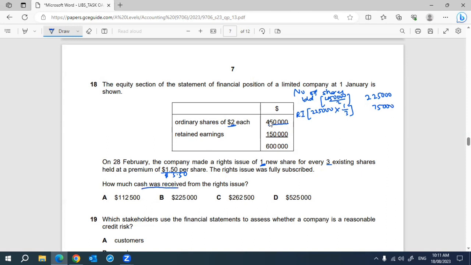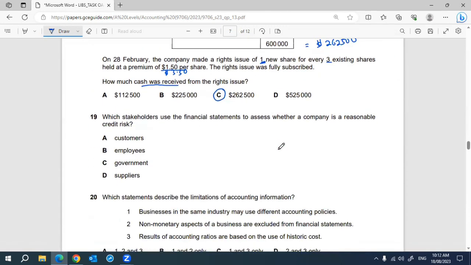So the cash that we're receiving is from the rights issue. It's from these 75,000 units. So therefore, the cash received would be the number of units issued multiplied by the total price per share, which consists of the nominal value plus the premium. And this would give us an answer of 262,500. Hence, the answer is C.